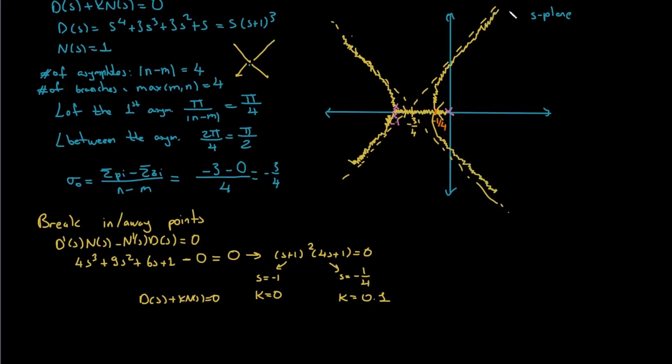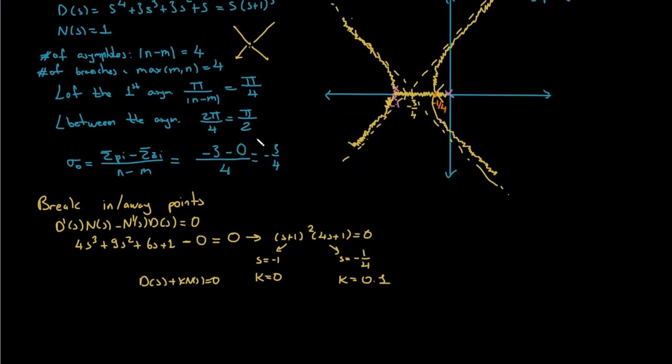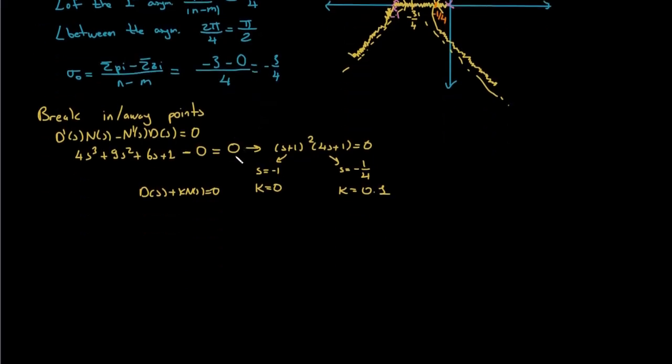So that will be our root locus here. And the last thing that we need to check is the intersection with the j omega axis. And once again, you can do it by applying the Routh-Hurwitz method. Okay, so we write it over here. So let's find the intersection with the j omega axis.